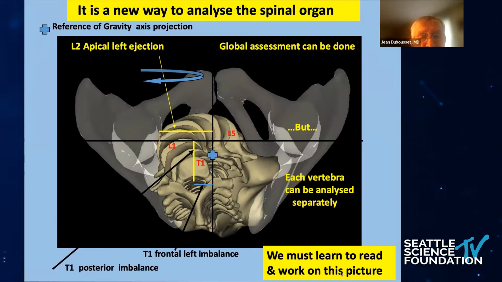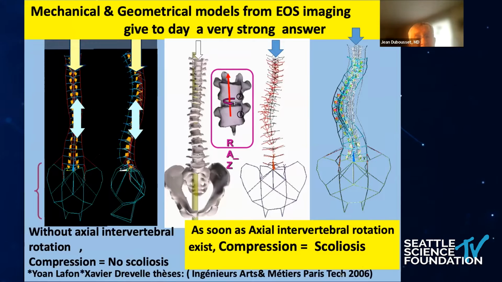And if you read this picture, you see, of course, the gravity axis, you see the positioning in the lateral, in the frontal, in the sagittal. Each vertebra can be analyzed separately.